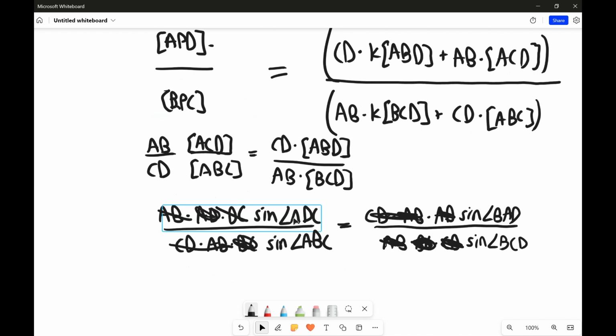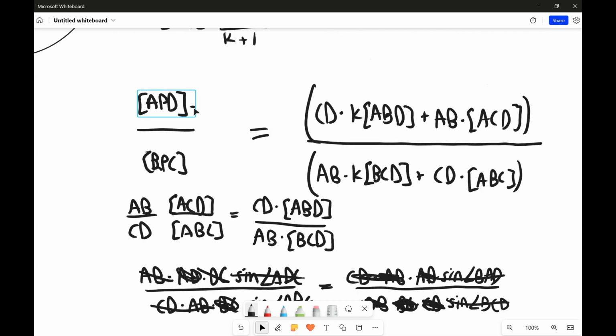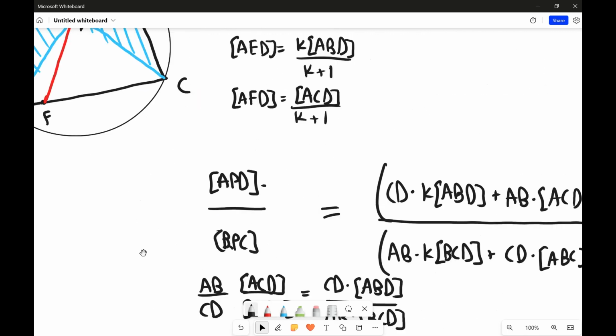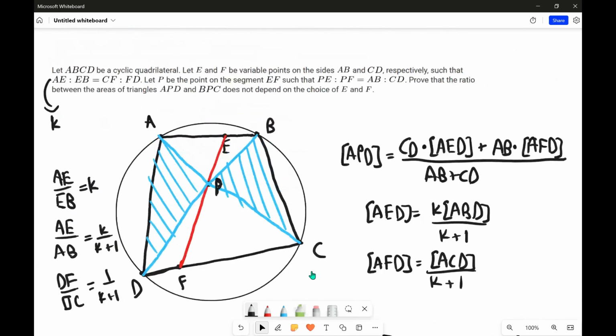And now we just note that each of these is equal to 1, because each pair of opposite angles adds to 180 degrees. So therefore, this vanishes, and so does this. And we are done. We have shown that the ratio between the areas of APD and BPC is independent of k. And we have solved the problem.